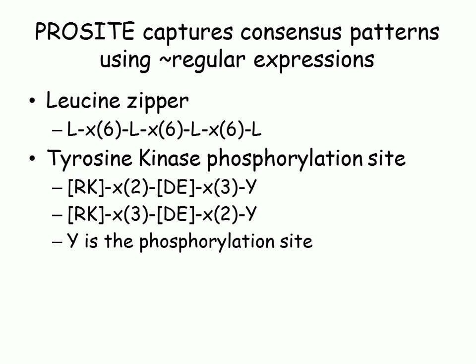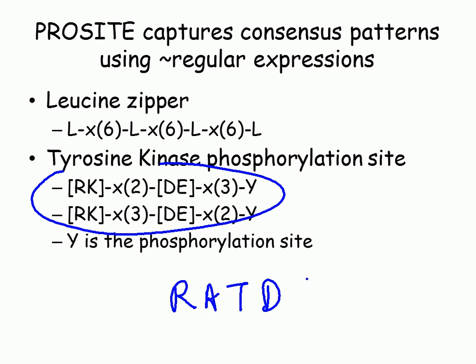Okay. So this phosphorylation site has two different signatures. In one of the signatures, you have two amino acids here and three amino acids there. In the other one, you have three here, two there. Okay? But they are both tyrosine kinase phosphorylation sites. And you have additional information for this signature, and it tells you that Y is where the phosphorylation happens. So the tyrosine there is being phosphorylated. So if in your protein you see this site, you see a match to this. Let's say you have an R, A, T, D, S, H, Y. Then you could say that tyrosine can be phosphorylated, okay, by a tyrosine kinase.